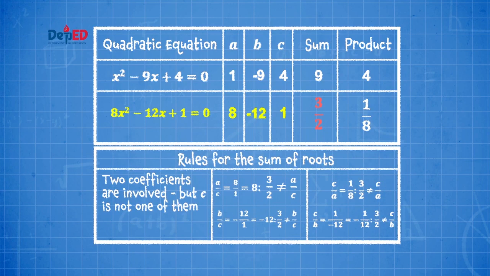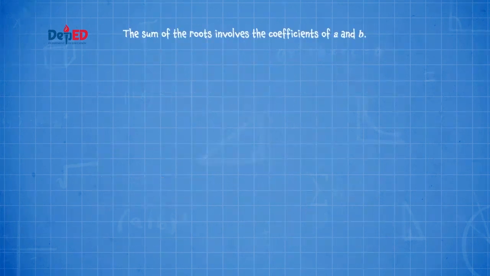Looking into the coefficients of the equation 8x squared minus 12x plus 1 equals 0, definitely the sum of its roots is not equal to a coefficient divided by c. Since dividing by c will yield an integer, whereas the sum of the roots of the equation is not an integer. It can neither be c divided by another coefficient, since c in the equation is 1. The sum is an improper fraction, not a proper fraction.